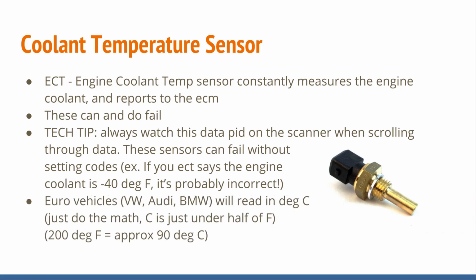So on our European vehicles, which is Volkswagen, Audi, BMW, to name a few, they're going to read in Celsius. So just do some quick math. You know, Celsius is basically just under half of Fahrenheit. So 200 degrees Fahrenheit equals approximately 90 degrees Celsius. It's not exact, but I mean, we just want to make sure it's not really far off, basically. We want to make sure that it looks close.